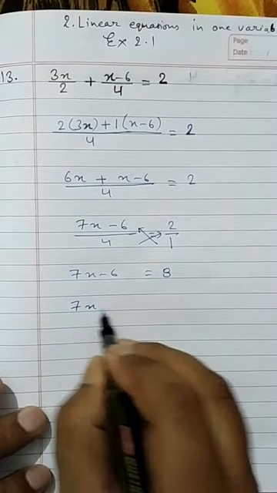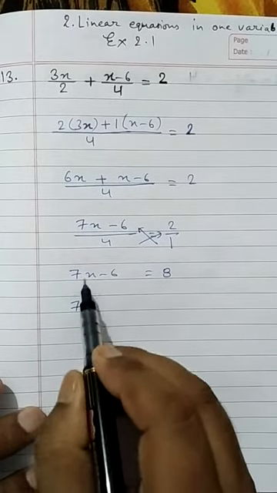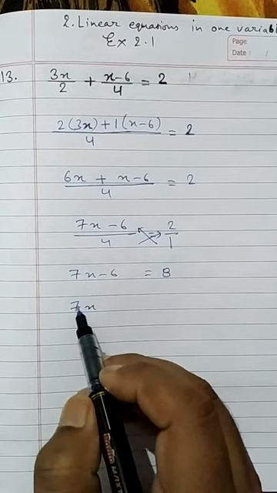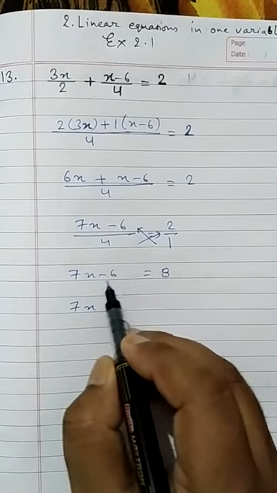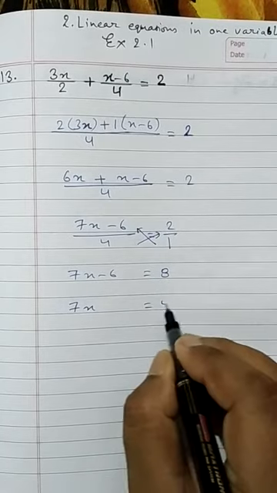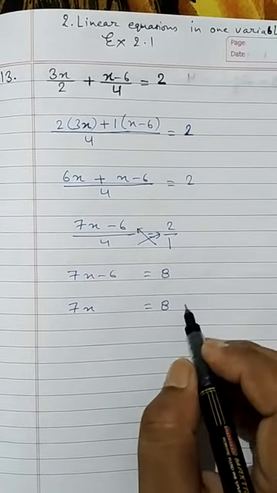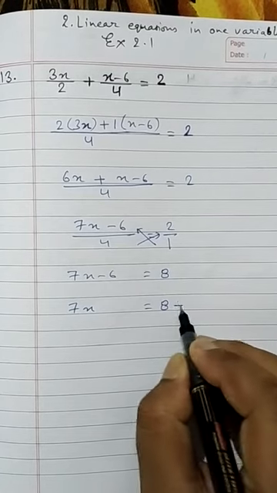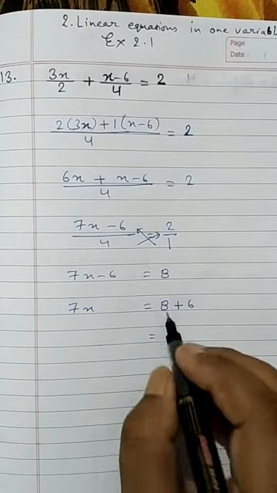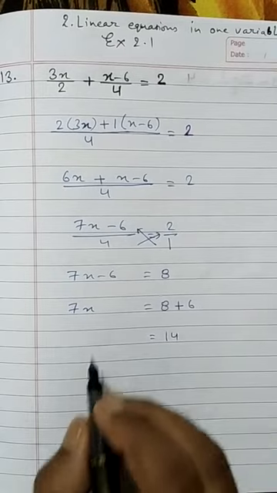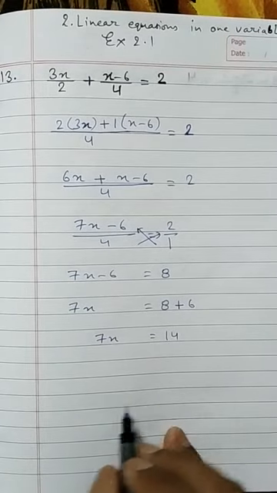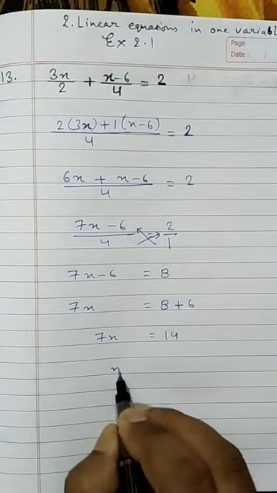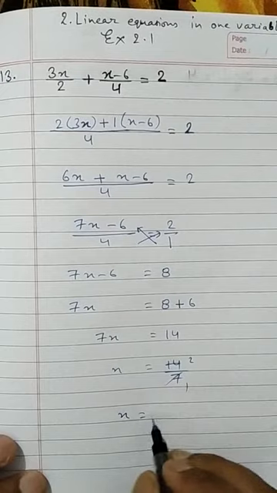Now we can see that 7x is a variable term, so this will remain on the left hand side, and on the right hand side this constant value will be transferred. So minus 6, when it changes sides, changes its sign also. So 8 plus 6 gives you 14. So this is 7x is equal to 14. Now the inverse of multiplication is division. So 14 will be divided by 7. 7 ones are 7, 7 twos are 14. So the value of x is 2.